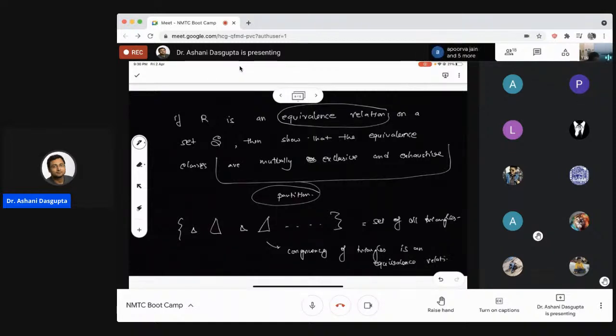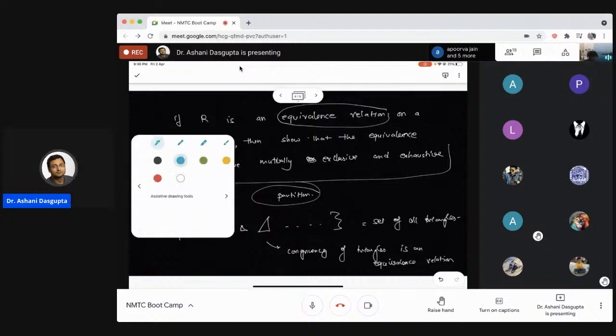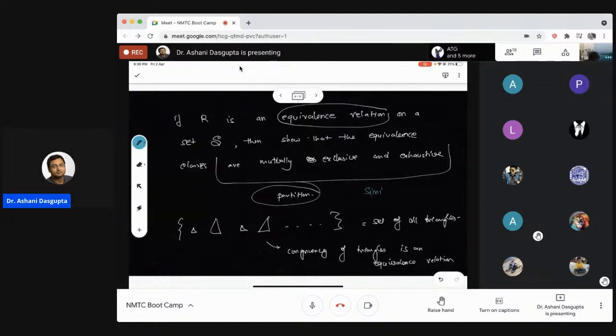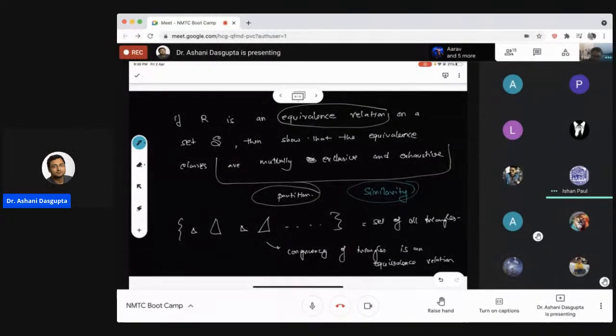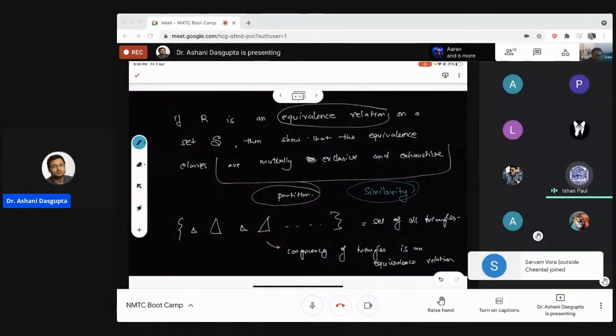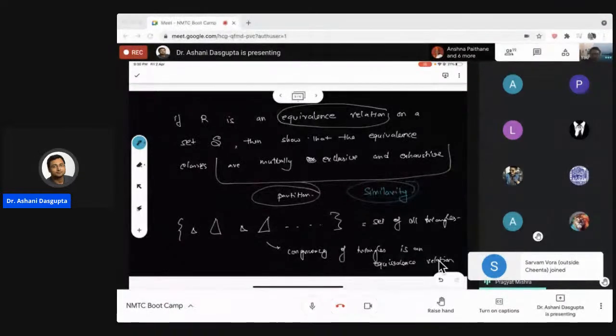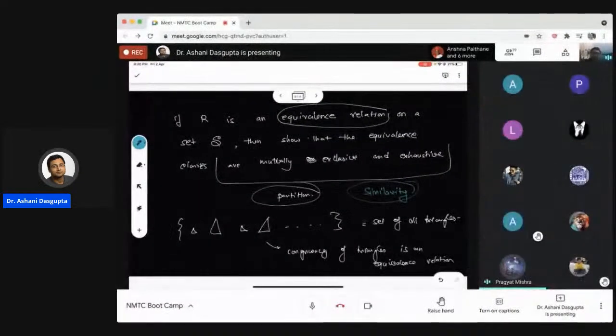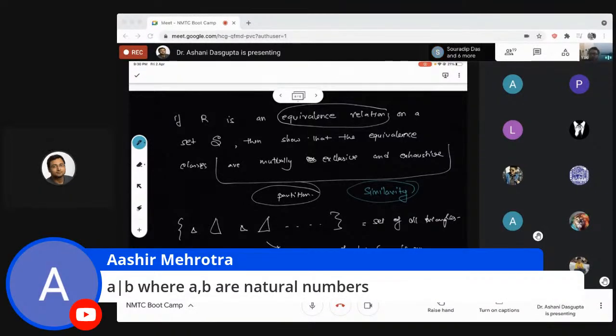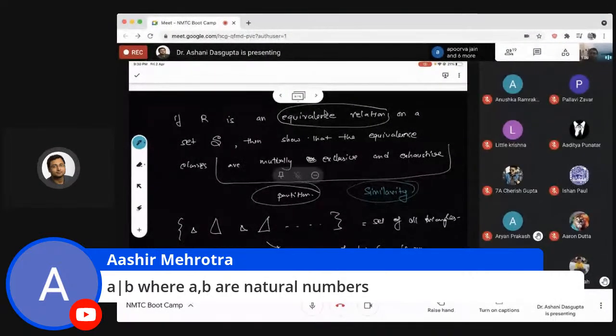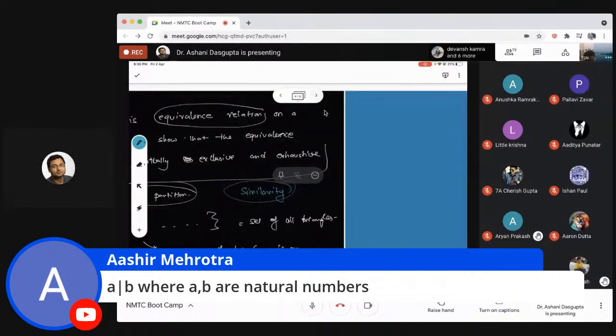Can anyone tell me, is similarity of triangles an equivalence relation? Sir, I don't think so. I think it is. Because similarity is a ratio. I have a response from Ashir. A divides B, where A and B are natural numbers. We will examine that as well. But let's see if similarity works.